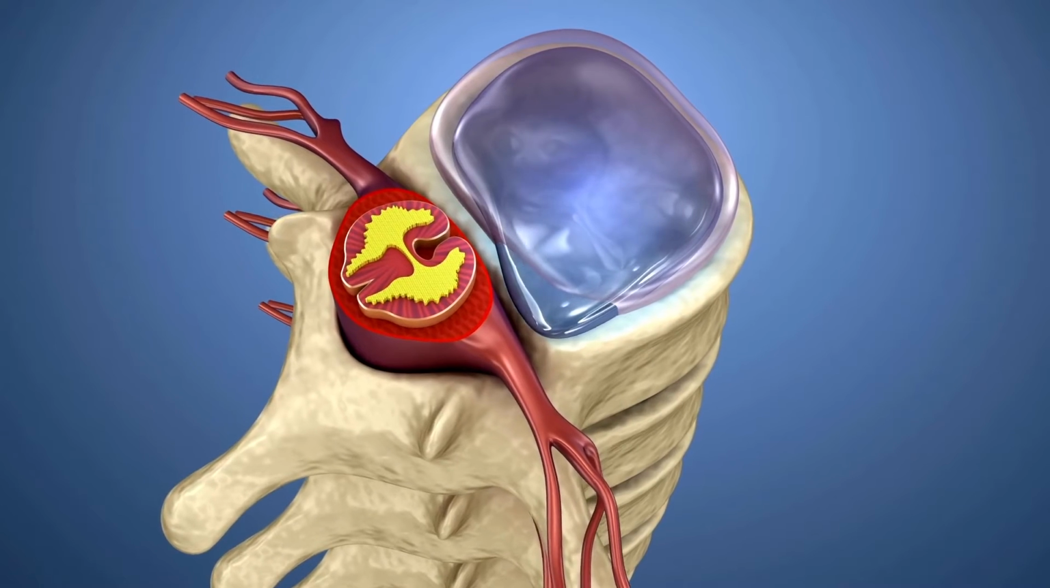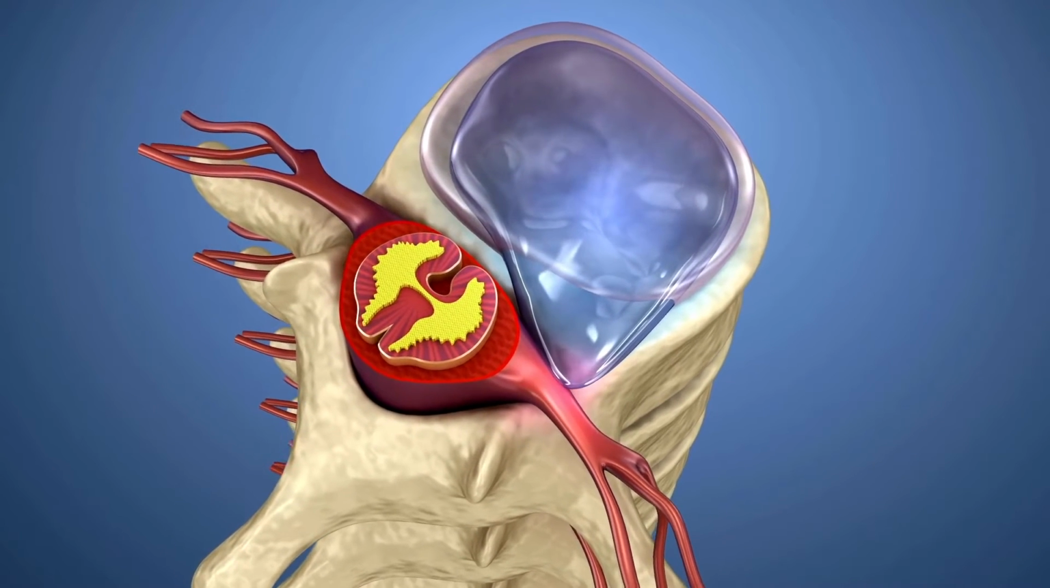So sciatica refers to a condition where the main root of the sciatic nerve branches off from the spinal cord between the 5th lumbar vertebrae and the 1st sacrum vertebrae. And this gets impinged by a bulge or a herniation of the intervertebral disc.